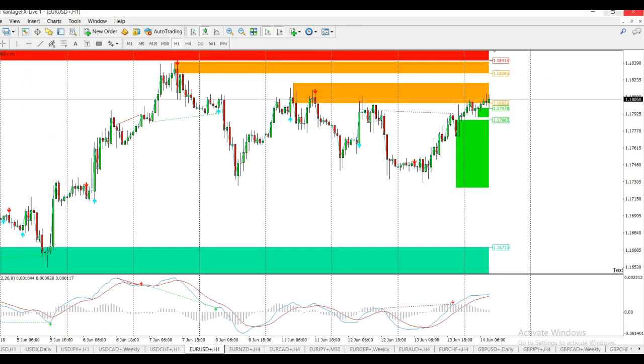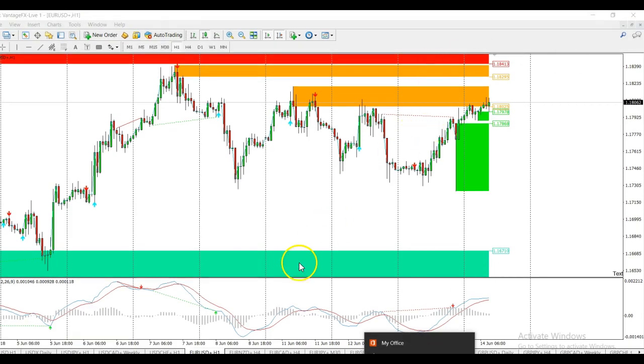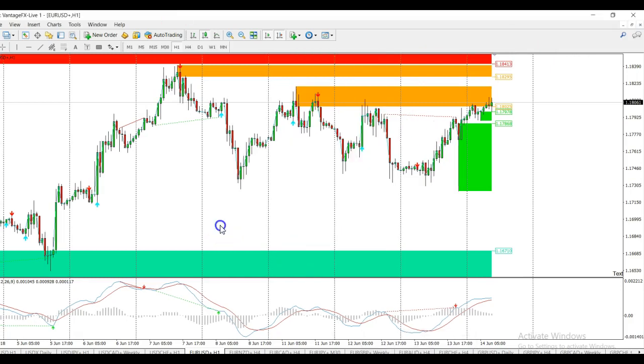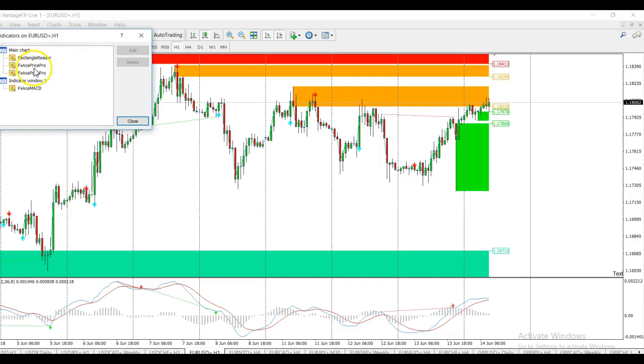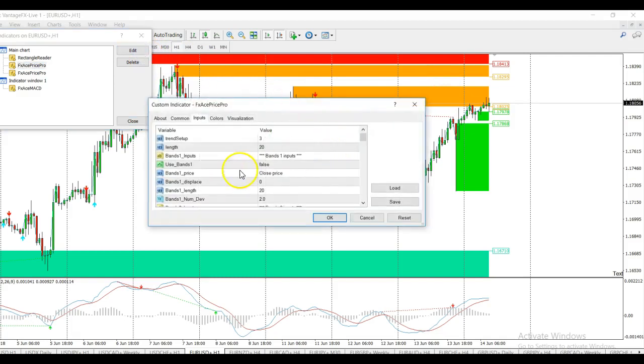So, I've got the indicator loaded up here. My mouse is not working for some reason. And there, it's working now. Good. Okay, so we're calling it the FXS Price Pro. This is the indicator.